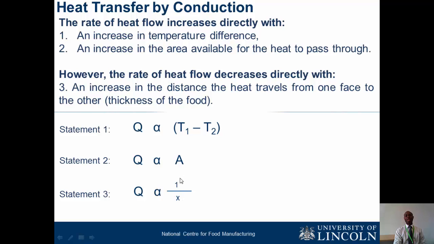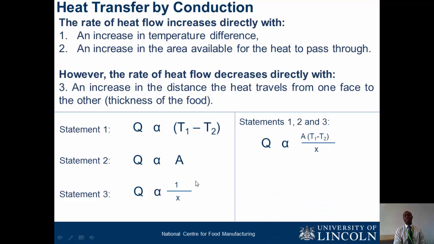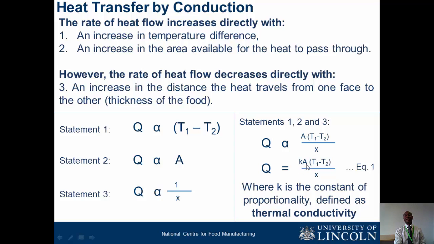Now let's combine them together. If you combine the three equations together, this is what we're going to have: Q is directly proportional to A multiplied by the change in temperature divided by X, which is the thickness of the food material. Now we want to introduce a constant of proportionality K. If you change the proportional sign to an equality sign, you have your K, and our K is defined as thermal conductivity. K is the constant of proportionality, defined as thermal conductivity. So please take note of this first equation, which says that Q equals K A dT over X.